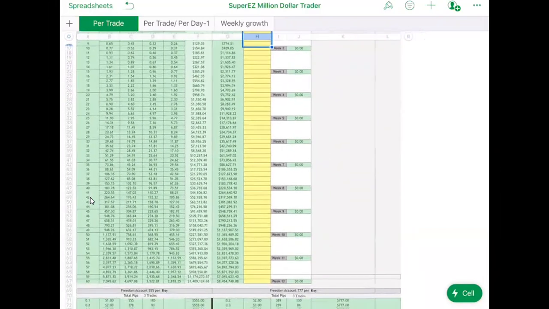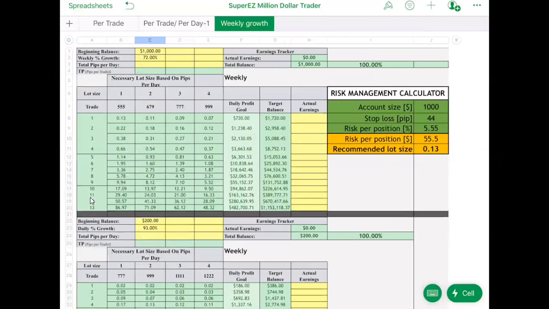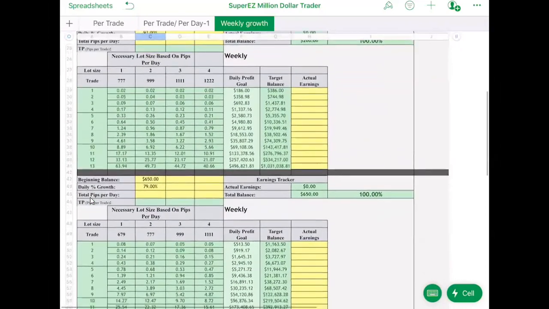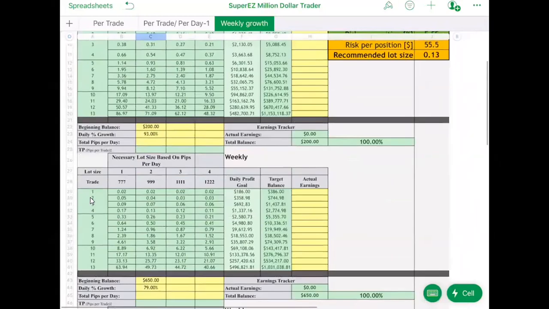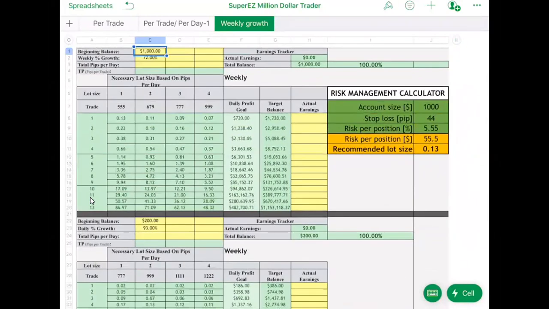In terms of my bigger accounts that I want to grow to bigger numbers, that's why we have this called the Super Easy $1 Million Trader. I set this up in four different ways so you can get an idea without having to plug in your own numbers. The idea was, if you're starting with more money, you can use a smaller weekly percentage, and this is based off a weekly pip goal.